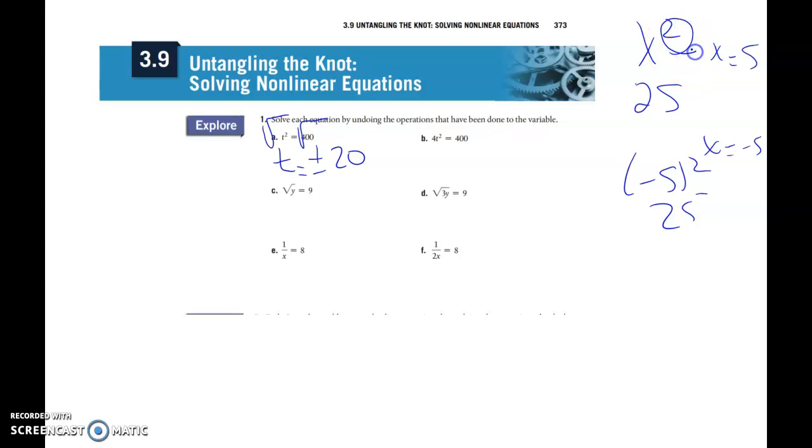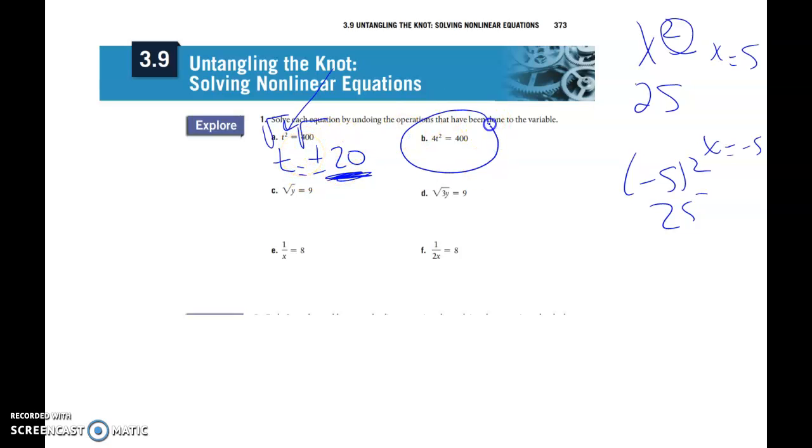And notice the degree is 2. So there are two possible answers here. Not guaranteed, but in this case there are. So here, when you see an exponent of 2, you should be expecting two answers, and do not mess that up on the test. I'm just warning you, there's going to be two answers there.